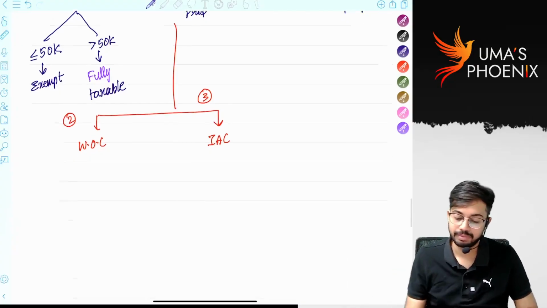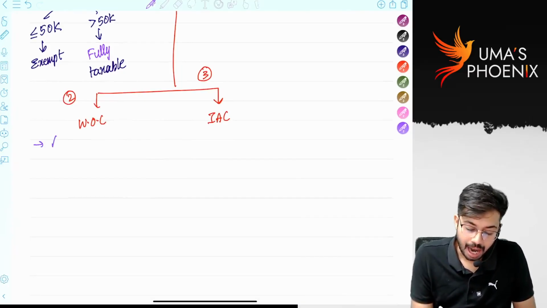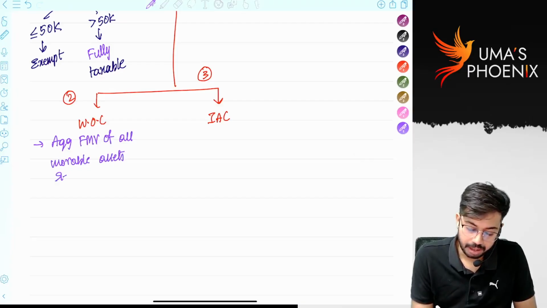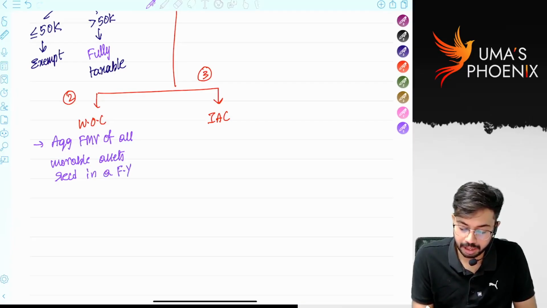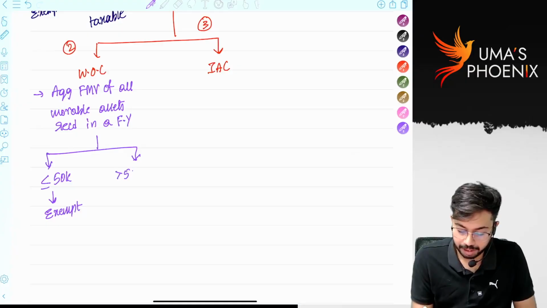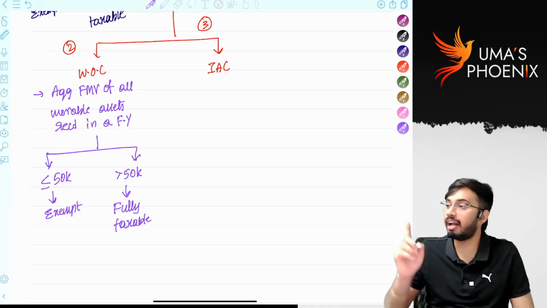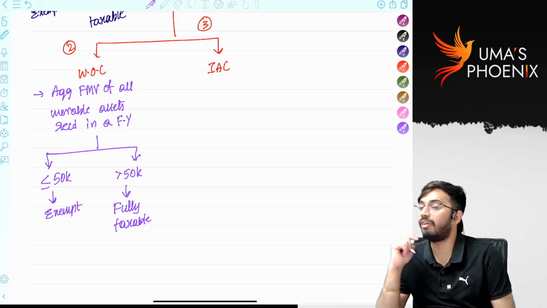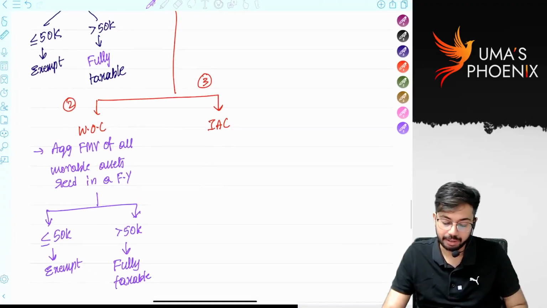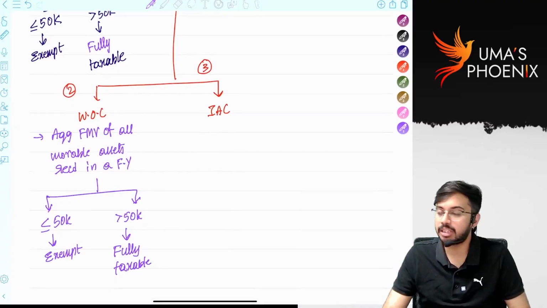Is it clear? Now, write down. Aggregate fair market value of all movable assets received in a financial year. If it is less than or equal to 50,000, then it is fully exempt. If it is greater than 50,000, then it is fully taxable. So for this also you need to consider aggregate value. You should not consider individual value. Two checkpoints: consider aggregate value and do not consider individual value. Shall I explain the third case further?